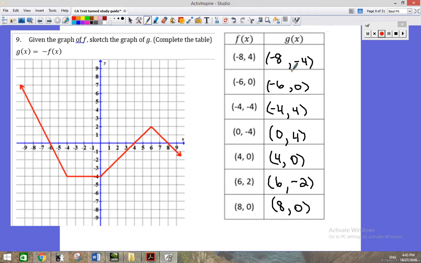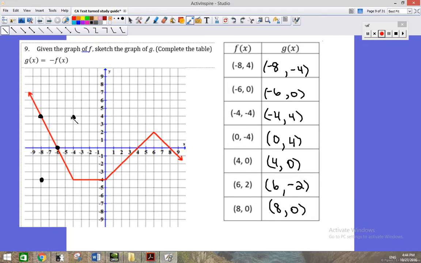So when we plot these points, we're going to see that this graph reflects across the x-axis. So this point that was up 4 at that same x is now down 4. This point, instead of going up 4 units, you go down 4 units. Well, you're on the x-axis, so you stay on it. Instead of going down 4 units for this point, you go up 4 units.